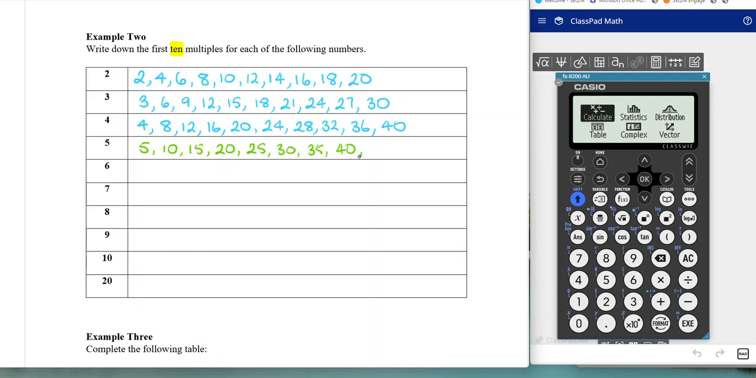Are you done? Fives are the easy ones. Count by fives. 5, 10, 15, 20, 25, 30, 35, 40, 45, 50.